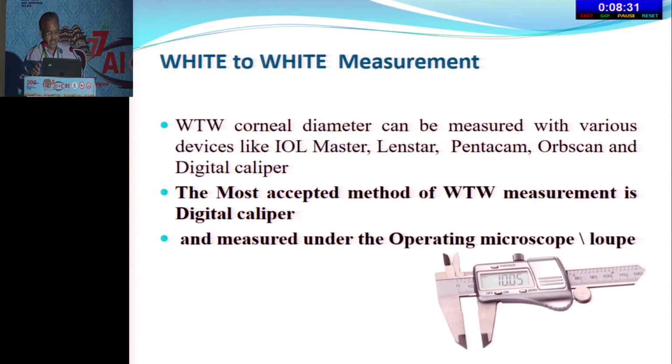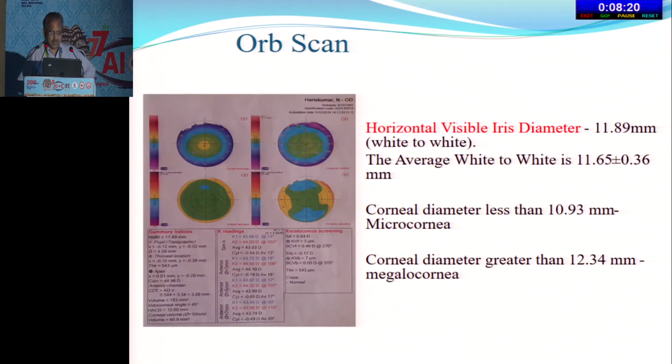The most accurate method of white to white measurement is a digital caliper measured under the operating microscope or loupe. So the horizontal visible diameter is 11.89 millimeters. The average white to white is 11.65 plus or minus 3.36. Corneal diameter less than 10.93 is taken as microcornea, and corneal diameter more than 12.4 is taken as megalocornea.